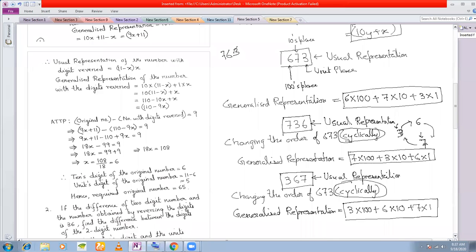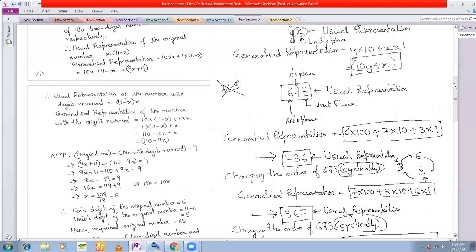Is 763 in cyclic order? No, because after 7 comes 3, isn't it? So this is not in cyclic order. If we are interchanging the order of the digits cyclically, then we'll only get two numbers from 673: this number and this number. We'll do a problem based on this concept a little later. Okay, so I stop here for today.